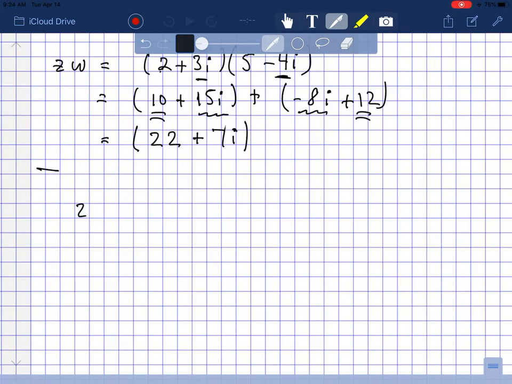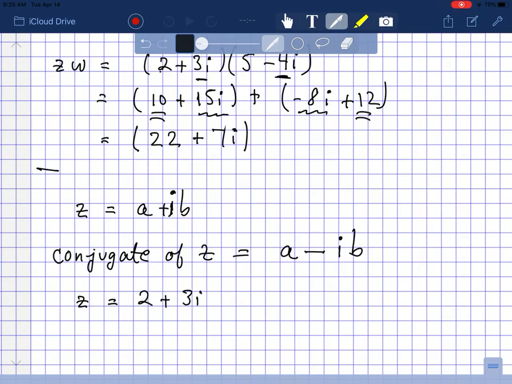One thing is, if I have a complex number z, this is equal to a plus i times b. We're going to see that this is an important concept, but for now, I'm just going to define it. Then we could say the conjugate of z is equal to a minus i times b. So if I have the complex number z equal to 2 plus 3i, then the conjugate of z is equal to 2 minus 3i.